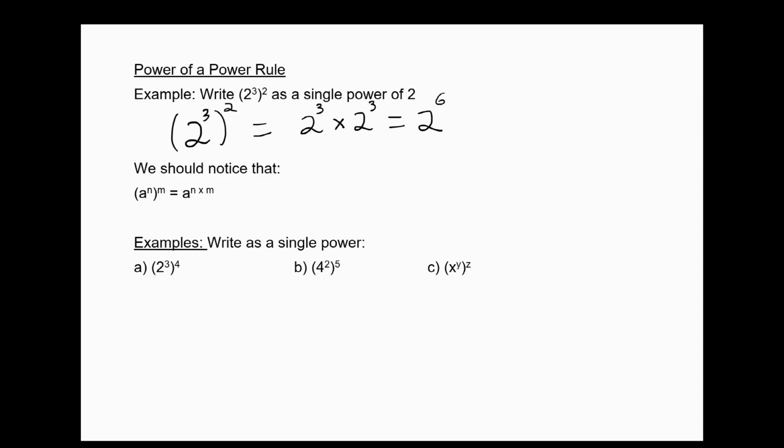And we should notice then that if I have a number raised to a power, and then I raise all of that to another power, we multiply both of the powers together. For example, 2 cubed to the power of 4 is going to be 2 to the power of 3 times 4, which is 2 to the power of 12. 4 squared to the power of 5 is 4 to the power of 2 times 5, which is 4 to the power of 10. x to the y to the power of z is x to the power of y times z, or x to the yz.